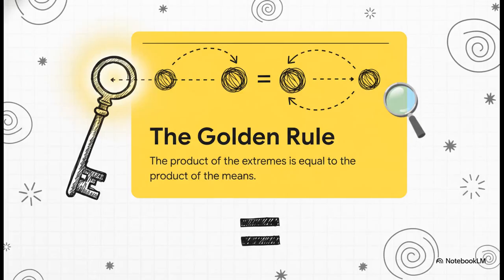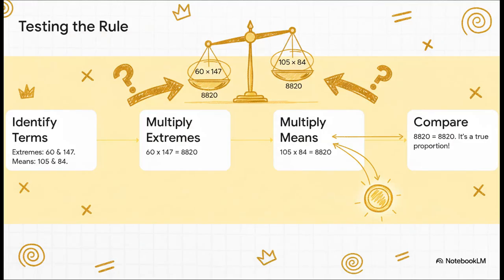And here it is. This is it, the golden rule. In any true proportion, if you multiply the two outside numbers together, the extremes, their answer will always be equal to what you get when you multiply the two inside numbers, the means. It honestly feels like a magic trick. That's the whole secret. So let's test that crazy-looking statement from the beginning with our new rule.